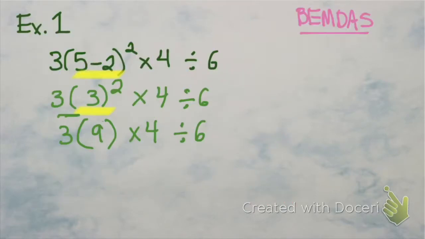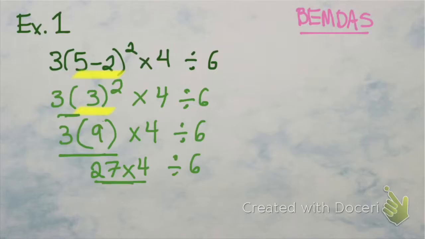So if we go here, this comes first. So we're going to do that first, and we're going to get 27 times 4 divided by 6. And then this comes first, so we're going to get 108 divided by 6, and we're going to get an answer of 18, because this is all that's left.